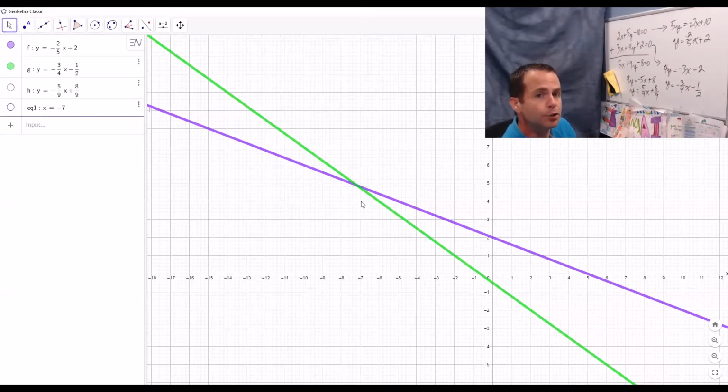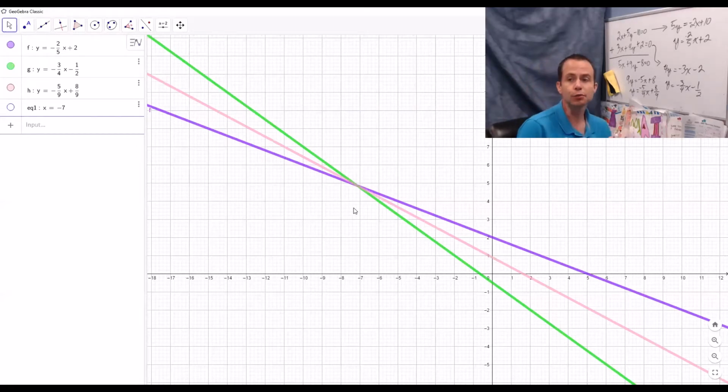And here's what I want you to notice. When I go ahead and graph that, although it's a new line, the intersection point has not changed, okay? It's still hitting the same intersection point that my original two hit, okay? So when we have a system and we add those two equations together, it will create another equation that will still share that same intersection point. Well, what happens if we subtract?